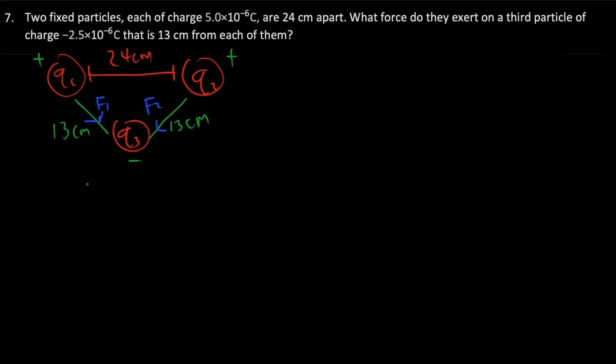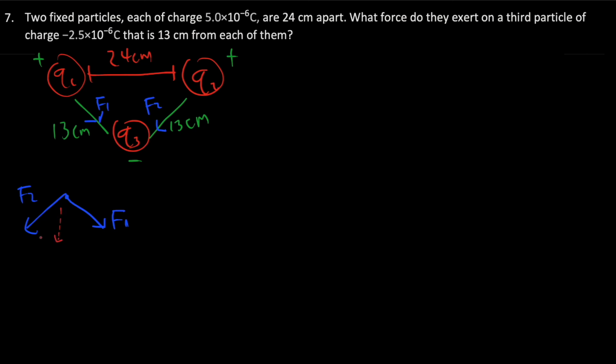So let's draw a force diagram. So this is gonna be equal to F1. This is gonna be equal to F2, and F1 and F2 are equal in magnitude, since they are all 30 centimeters away from charge 3.